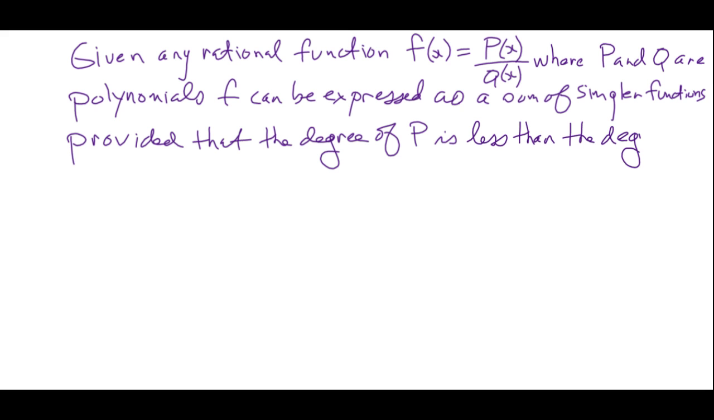So we're going to have to look at what we do if it isn't. That case is called a proper rational function, and we'll have to learn what to do if it's not proper, that is, improper.